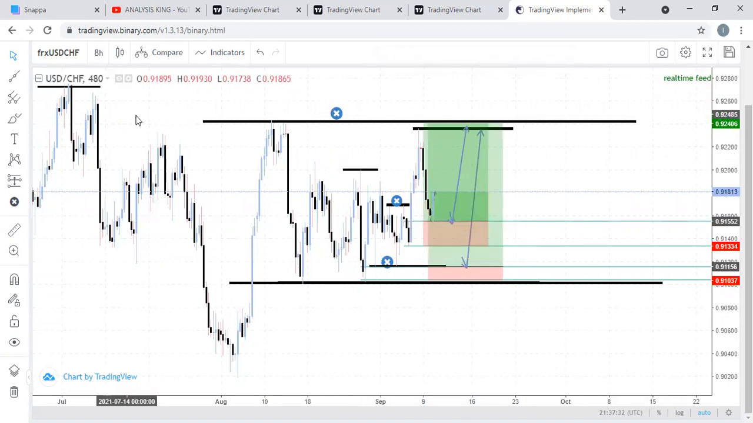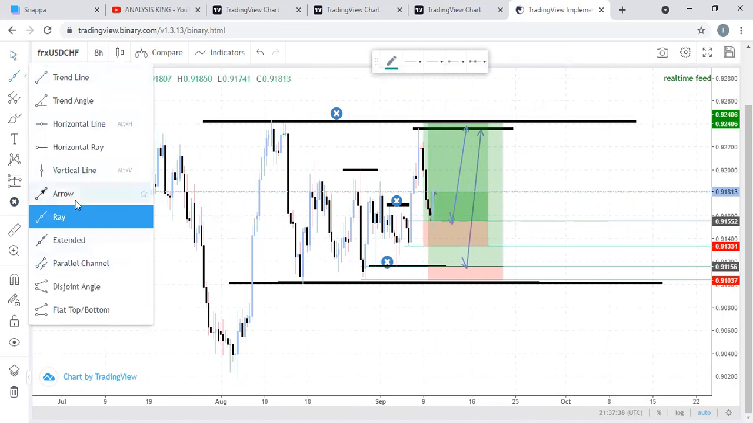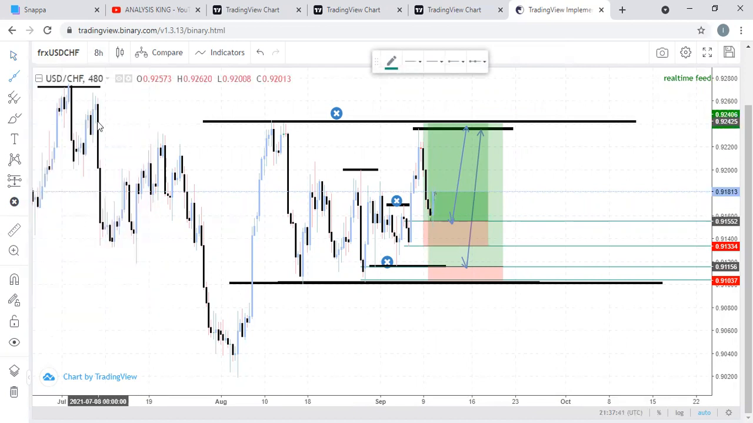Anyway, so I'll actually be looking for sales in the dollar around this region. So let me mark it out. Pardon me, I'm still new using this. So I'll be looking for sales around this region in the dollar.